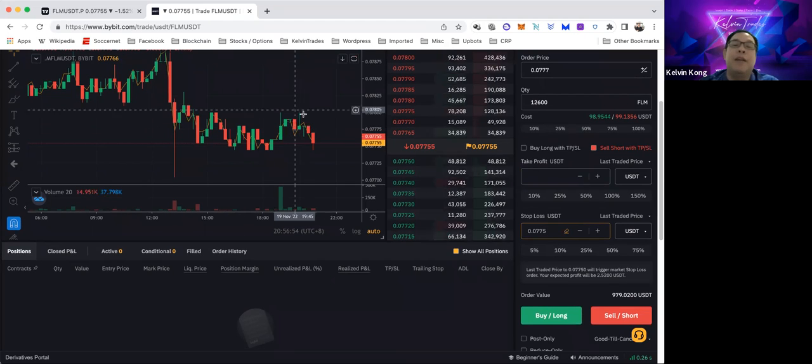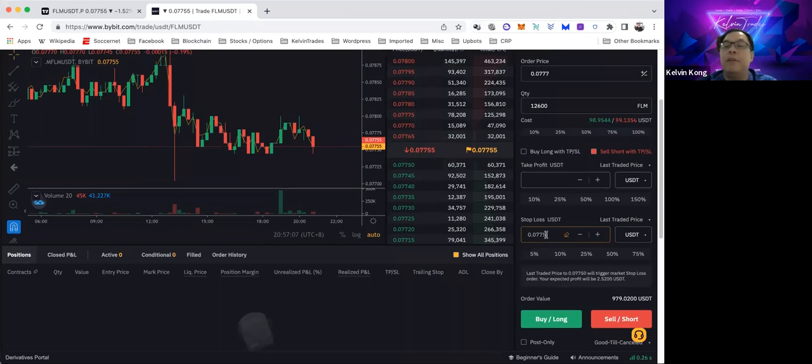Okay, this is my stop loss. I'm not going to take profit here. I'm shorting. Okay, so this is my stop loss, 0.0775, just slightly below 78. Maybe 77.5 or something like that. Okay, this is my stop loss.